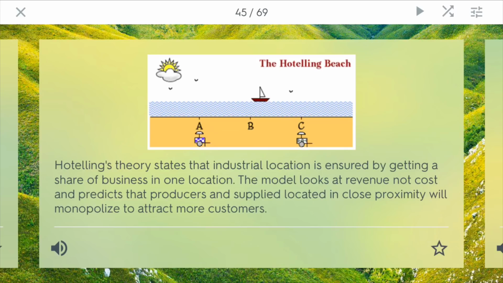looks at revenue, not cost, and it predicts that producers and suppliers who are located in close proximity will monopolize to attract more customers. So in this case, the stand at A will generally attract more customers on its side, while the location at C will attract more customers on its side. At B, it's really just a tug-of-war game to see where people want to go get their ice cream.